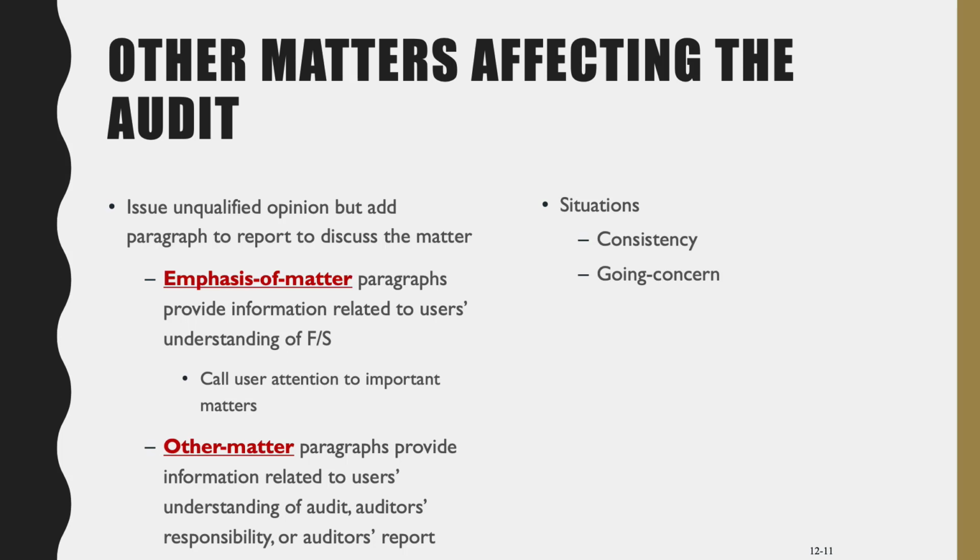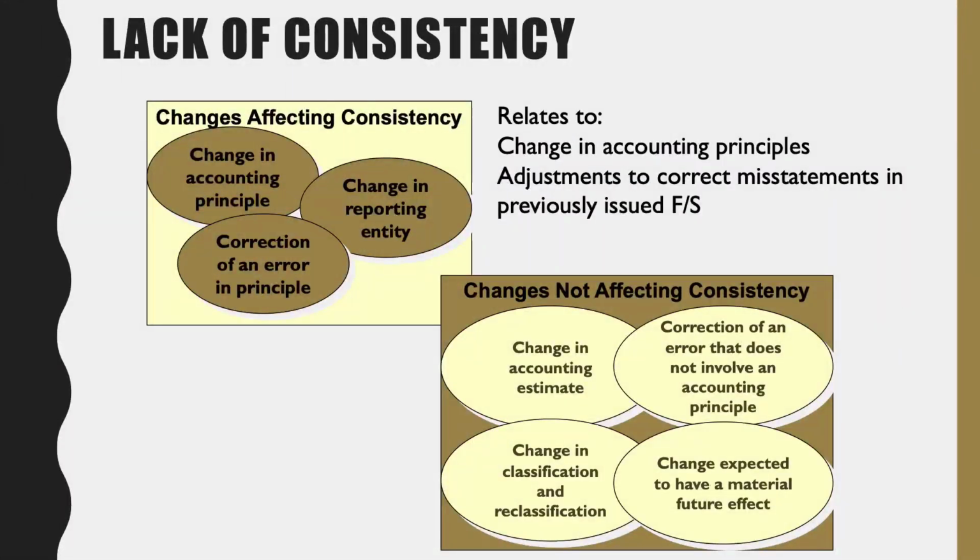The emphasis of matter paragraph may relate to accounting principles such as consistency in accounting principles, uncertainties such as going concern, or other significant aspects of the financial statements. Changes in consistency refer to changes in accounting principles or reporting entities that materially affect the comparability of financial statements from one period to another. When such changes occur and are properly accounted for and disclosed in accordance with accounting standards, auditors may include an emphasis of matter paragraph in their audit report to draw attention to these changes.